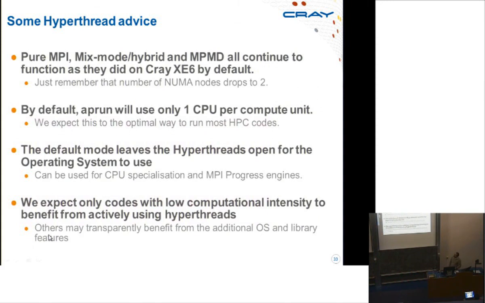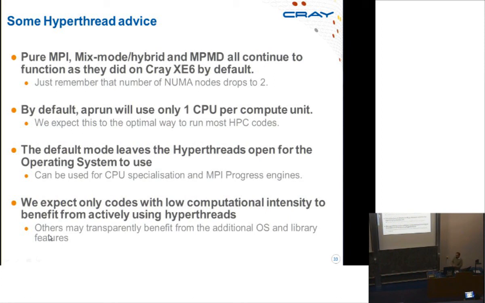So what would we expect? What's some general advice on this? Pure MPI or mixed mode hybrid and MPMD all continue to function just as they did on the Cray XE6. So you don't really have to worry about it if you're using J1 mode, which is the default. But just remember that the number of NUMA nodes drops to 2, so options like -S, which distributed things over your NUMA nodes, won't continue to work in exactly the same way. You need to divide by 2 rather than 4.